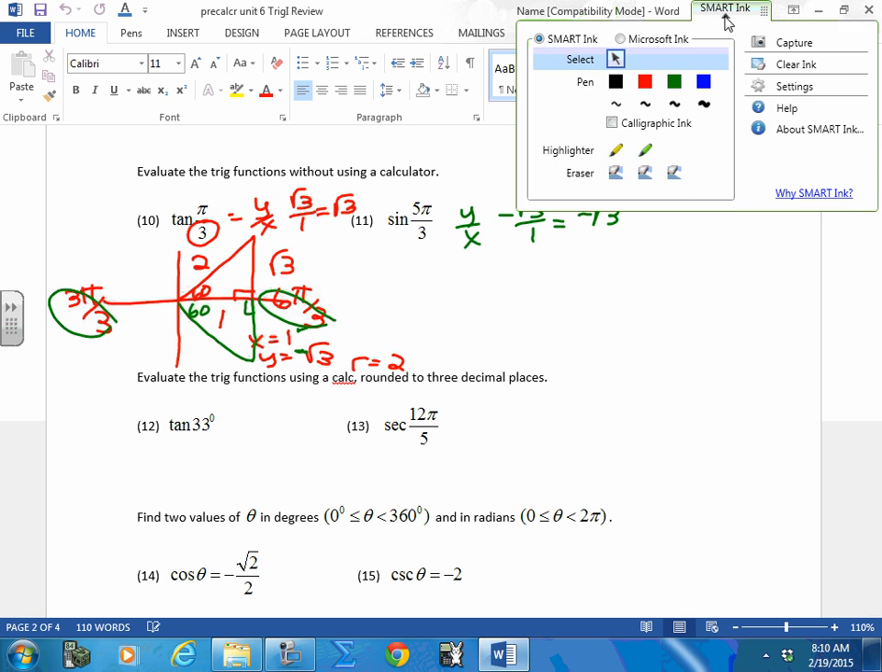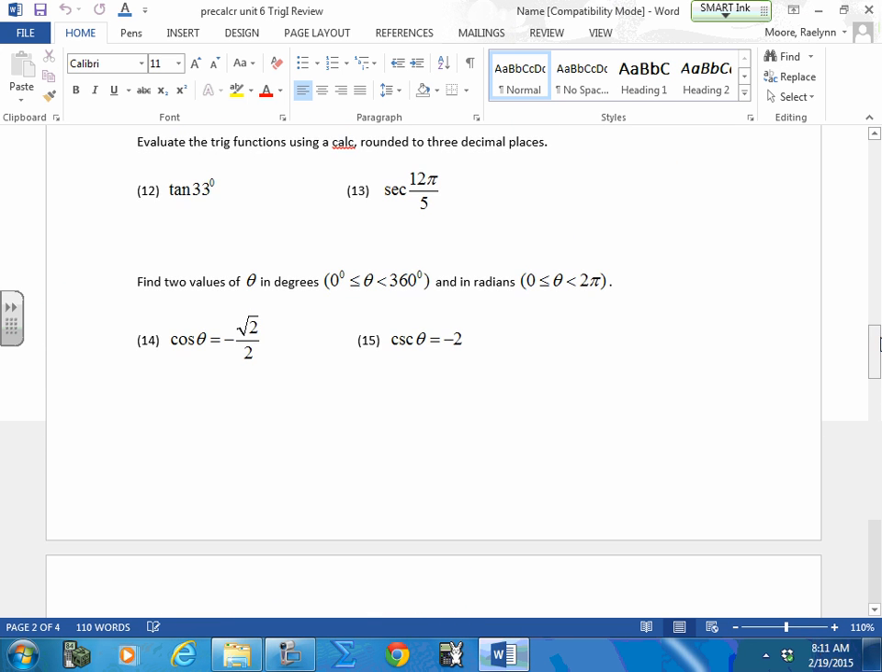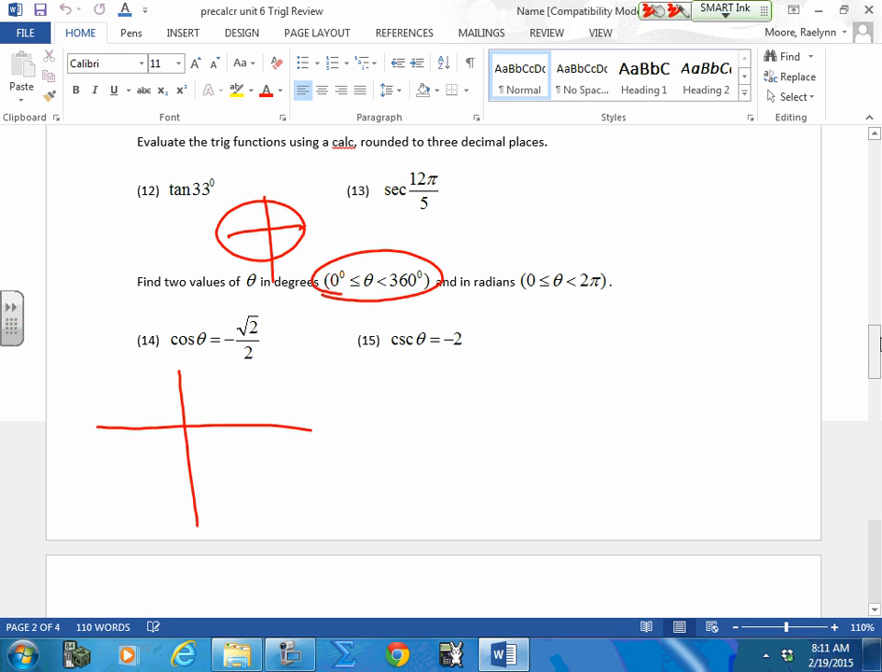Alright. Let's jump to this one. How many do we have? Okay, good. Let's jump to this guy. Find two values of theta in degrees from 0 to 360. That means I want to look anywhere in this circle. And I want to give my answer in radians as well. Now, any values, where is cosine negative? 2 and 3. But the triangles have to be the same, don't they?